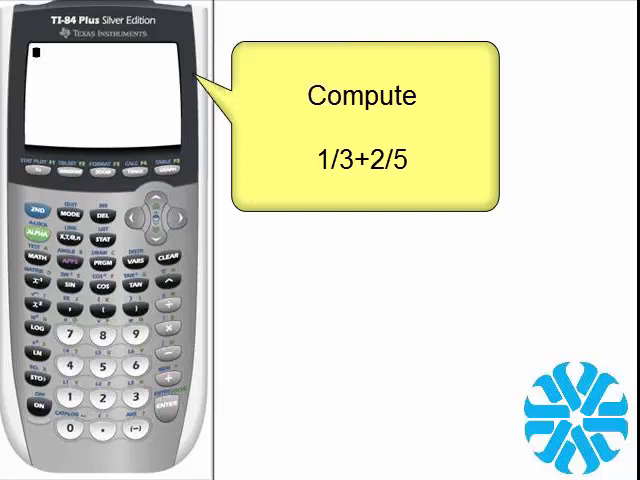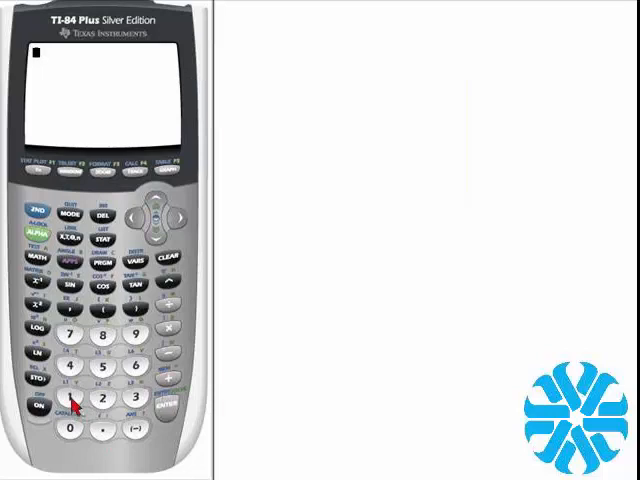First, let's do the computation. So that's 1 divided by 3 plus 2 divided by 5. That's 1/3 plus 2/5. So let's get the value. Now you can see that this is not exact. It's not exact because it is a repeating decimal, so you need to express your answer in fractional form. So let's learn how to do that now.